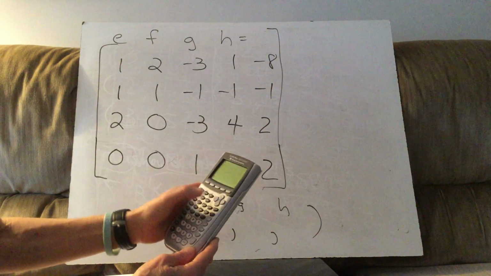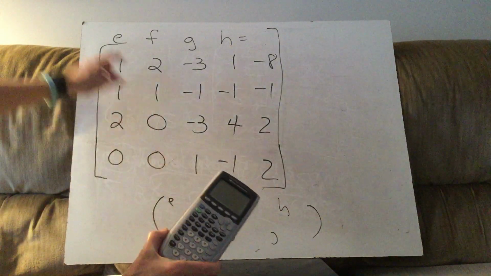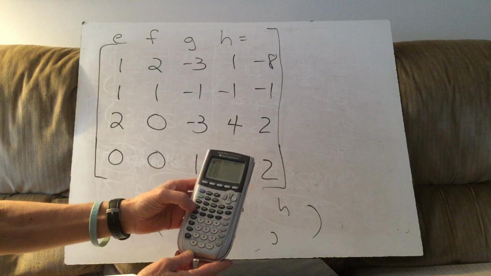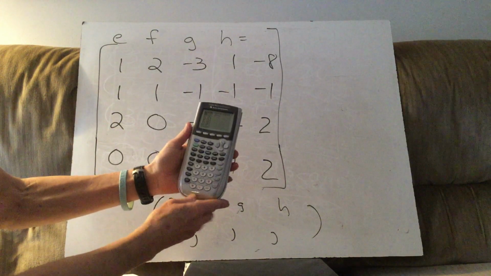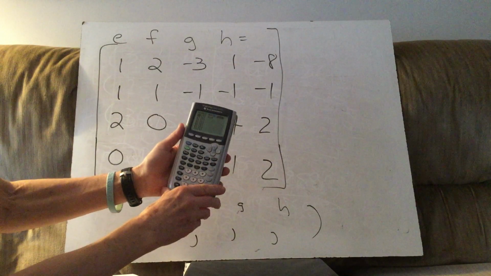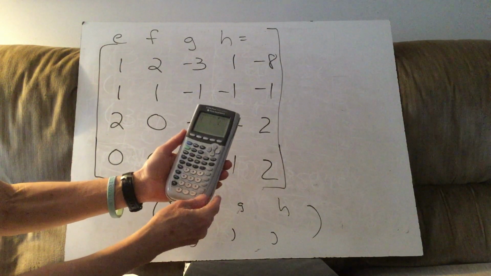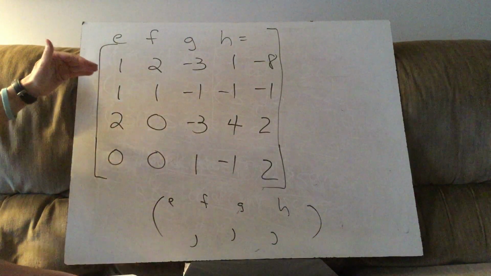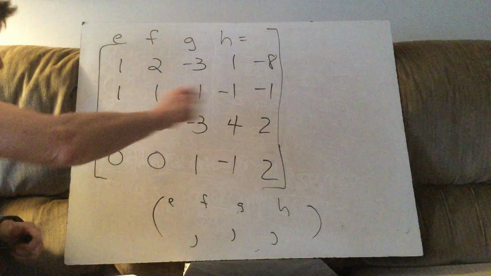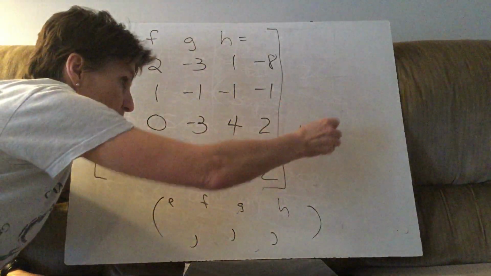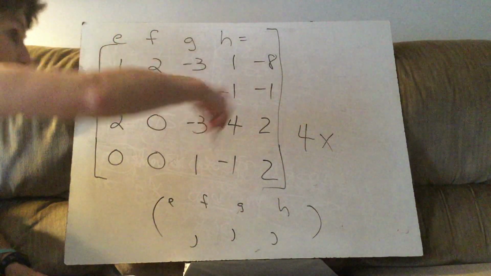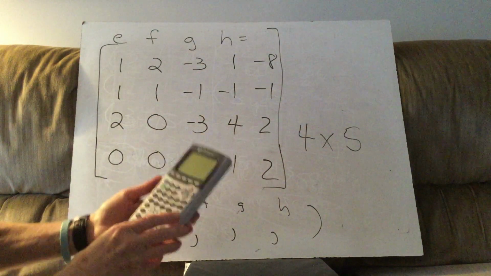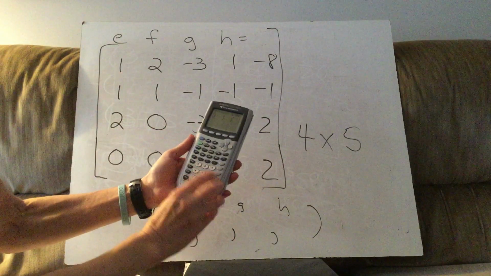So, we're going to go into matrix. So, second matrix. Click across to edit. Press enter. What are the dimensions of this matrix? This matrix has 1, 2, 3, 4 rows and 1, 2, 3, 4, 5 columns. So this is a 4 by 5. So 4, enter, 5, enter.